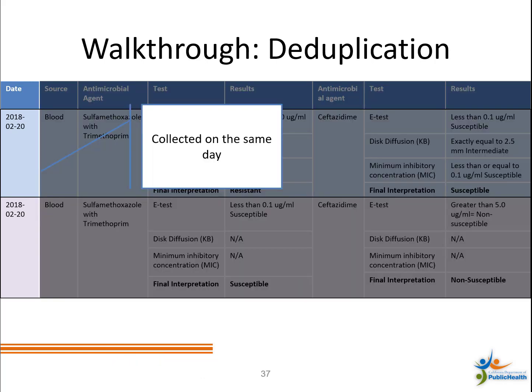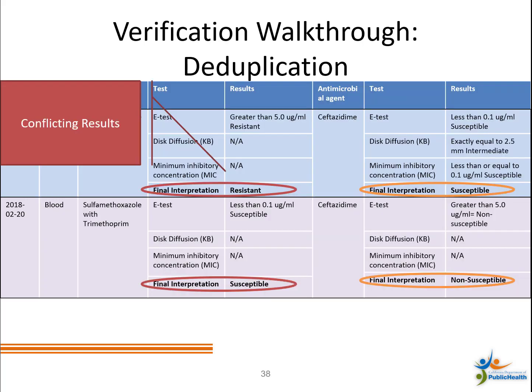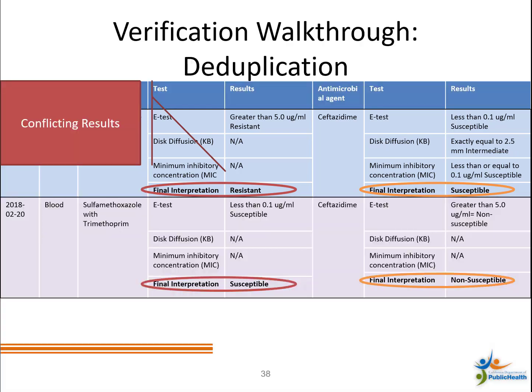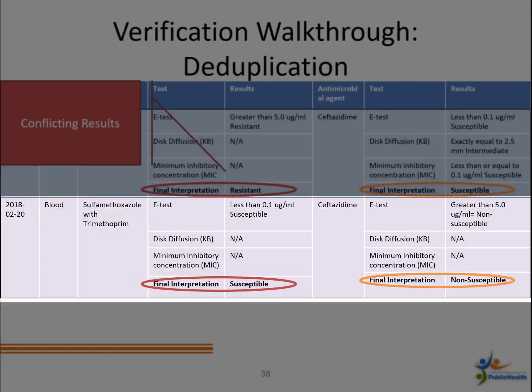This is considered duplicate results because both come from the same source and were collected on the same day. We have to choose which to report. And because there are final interpretations for each set, we can't automatically select one over the other. For the first isolate, we have resistant and susceptible as 2 results. And for the second isolate, we have susceptible and non-susceptible as 2 results.